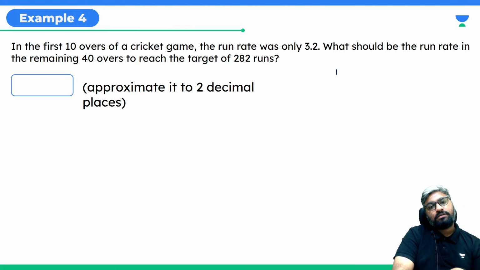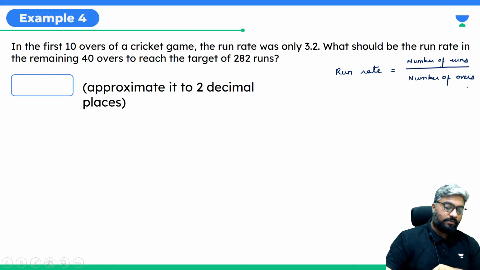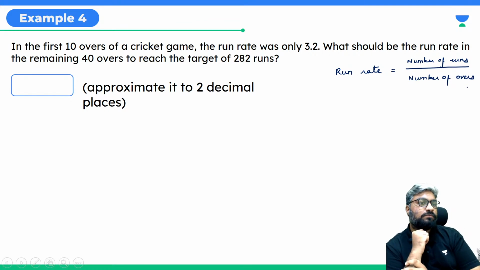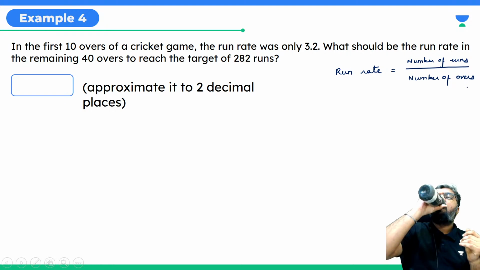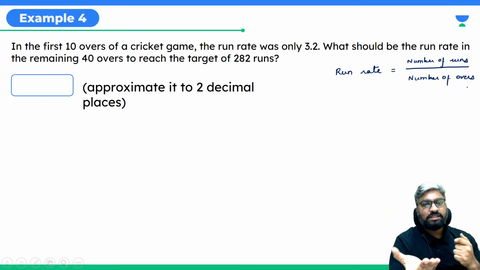Okay, run rate. Run rate is nothing but number of runs divided by number of overs. Okay, run rate is nothing but number of runs by number of overs for people who are not aware of this. Okay, which is basically average.